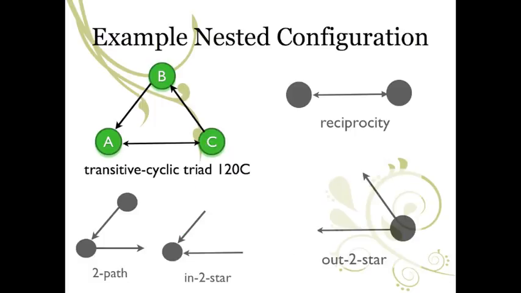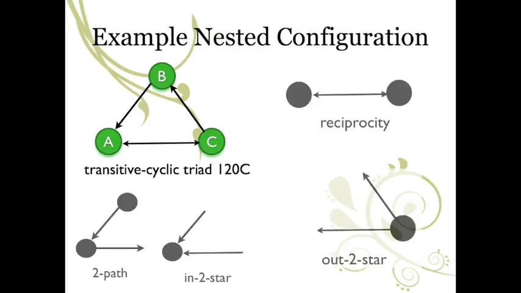Here are the results. You should have found 4 different combinations. The easiest is the reciprocal relationship, also called a mutual dyad. Then we have those 3 represented at the bottom. We have a 2-path, an in-2 star, also called popularity, and an out-2 star, also called activity. It is not important to know all these different combinations and their names.